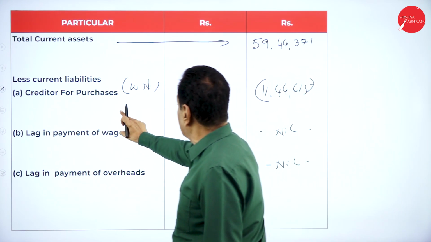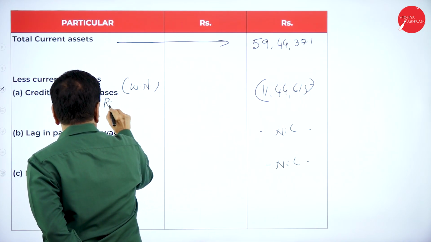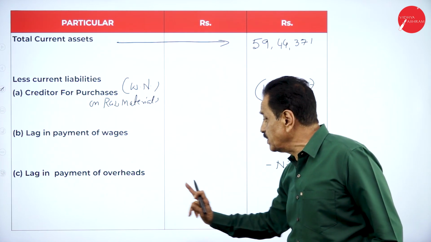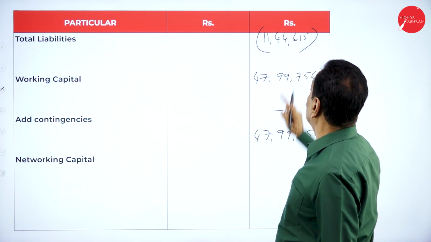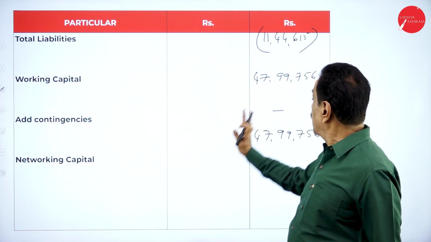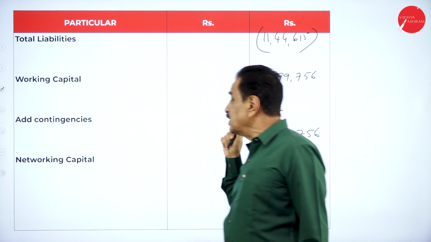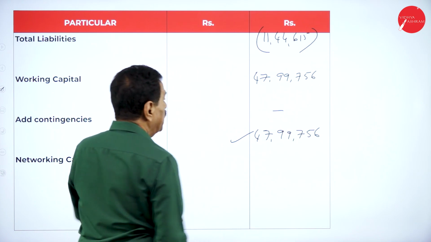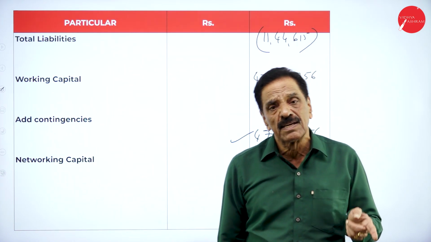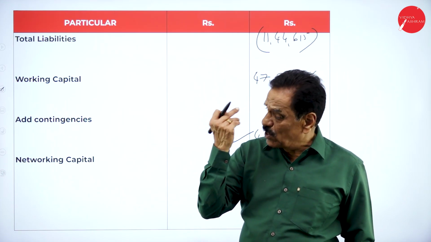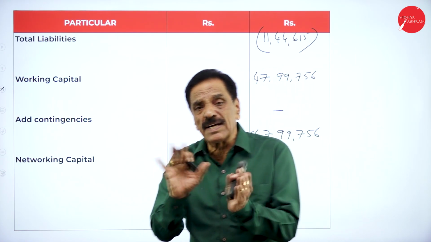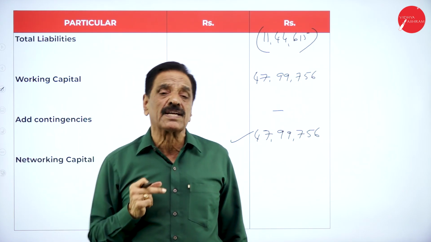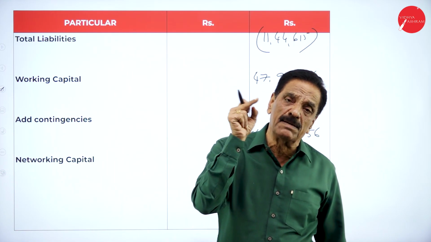Now, total current asset is 59,44,371. Your current liability, creditor for purchases on raw materials, is 11,44,615. Lag in payment of wages and overhead, none. So total liability is 11,44,615. The difference is 47,99,756. There is no contingency. Net working capital is 47,99,756. It may add about 10% contingent. I told you current assets minus current liabilities is called working capital. Here no cash in hand is given, no lag in payment was given, only current assets and current liabilities have been taken into consideration. Only 20% is the cash sale, meaning 80% credit sale has been taken. Debtors will be calculated on 80% of the cost price.